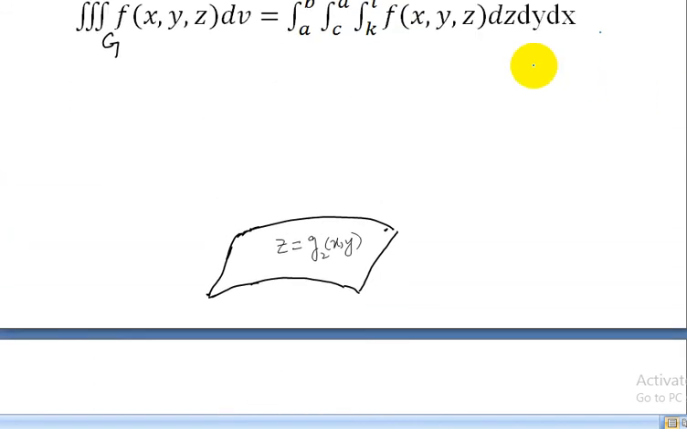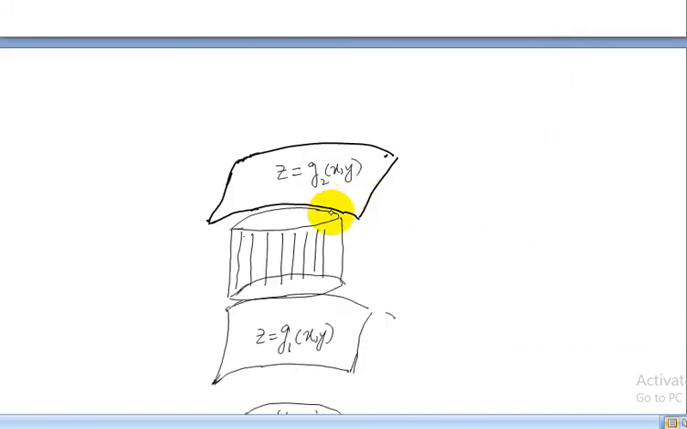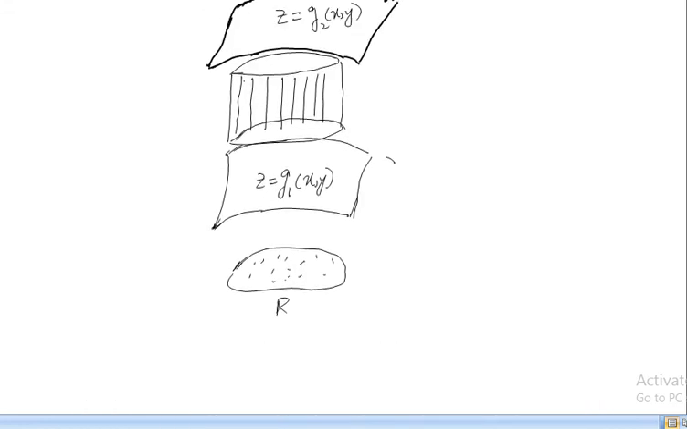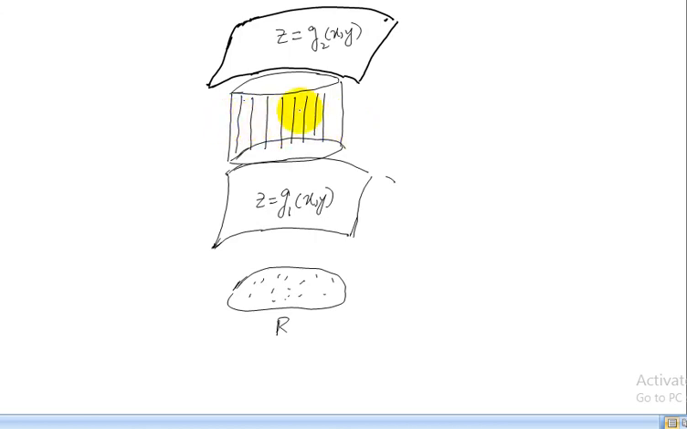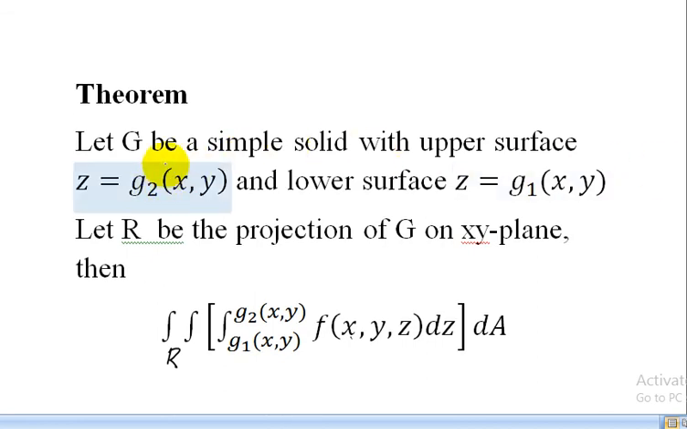Now next we discuss if our solid region is bounded by two surfaces z equal to g1 of xy and z equal to g2 of xy as shown in figure, and this is our solid region which is bounded above by the surface z equal to g2 of xy and bounded below by the surface z equal to g1 of xy, and if R is the projection of this region in xy plane, then triple integral can be expressed, by using this theorem: let G be a simple solid with upper surface z equal to g2 of xy and lower surface z equal to g1 of xy as shown in figure above.